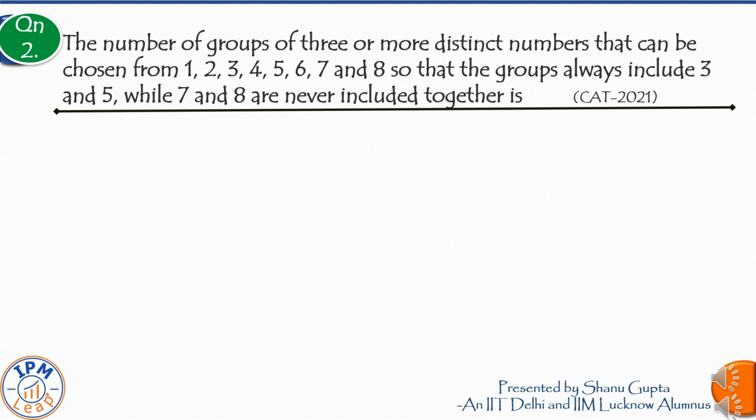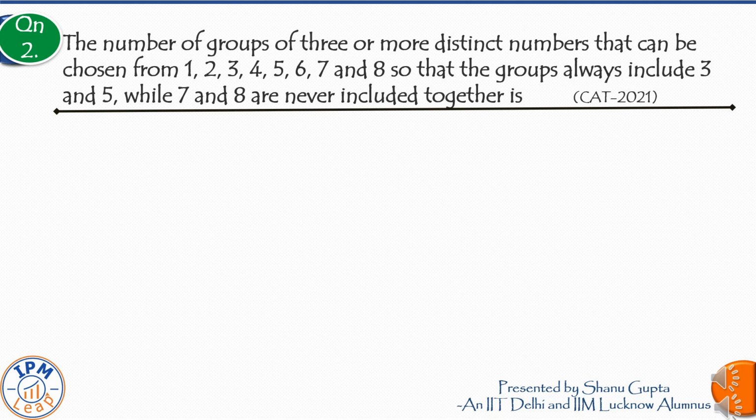Question number 2 is: the number of groups of 3 or more distinct numbers that can be chosen from 1, 2, 3, 4, 5, 6, 7 and 8 so that the groups always include 3 and 5 while 7 and 8 are never included together is ... and you have to type in the answer. Just for your information, this question was asked in CAT 2021. You may pause the video to try it out, and once you are done, let's discuss.